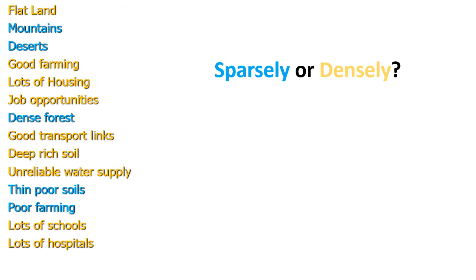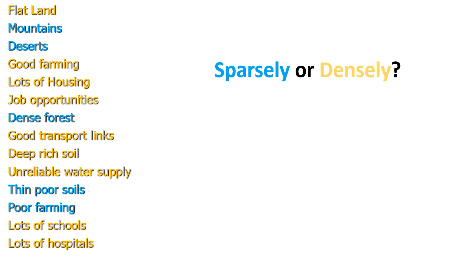Good transport links. If you've got good roads, an airport, railways, that means there'll be more businesses there. That means there'll be more shops there. So that means there'll be more jobs there. So more people will want to live there. So it'll be densely populated. Deep, rich soil. Deep, rich soil makes farming easier. So more people will live there. You don't want to live somewhere where you can't grow crops and live.